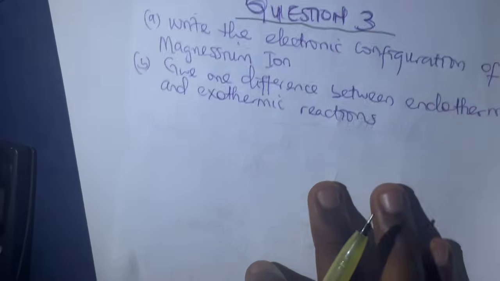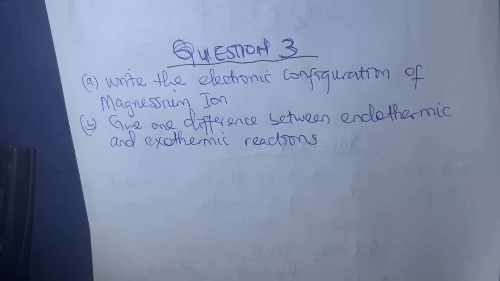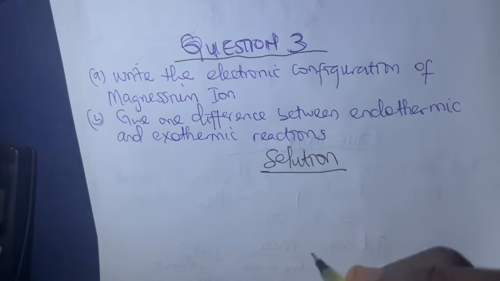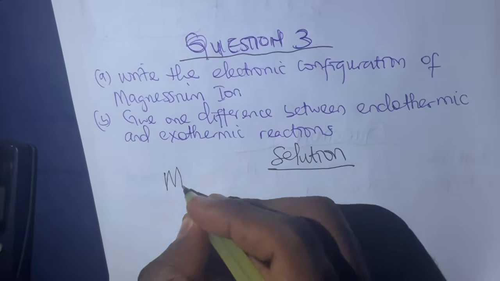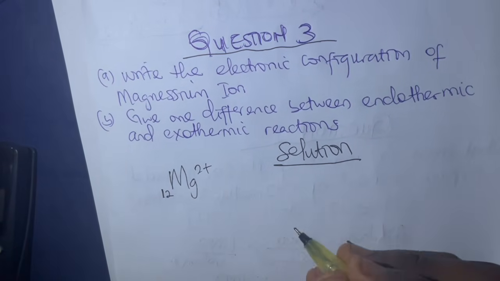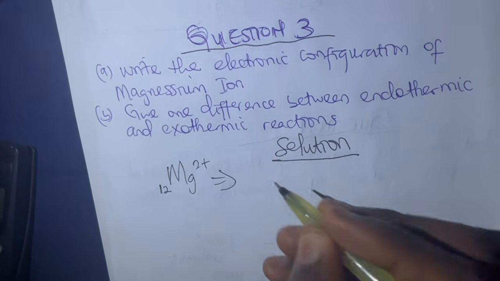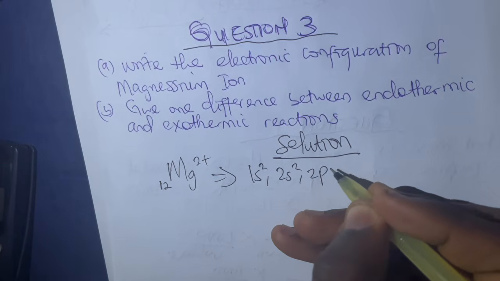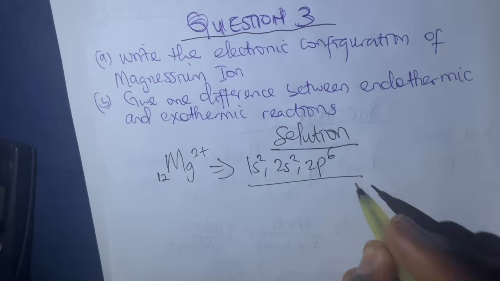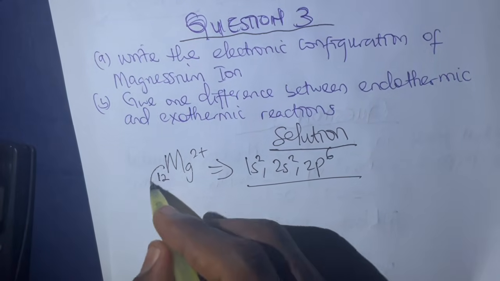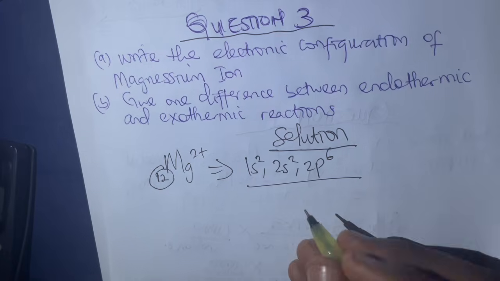Now let's go to the third question. You can see the question here. So this is the solution for the third question. Magnesium ion Mg2+: initially it has 12 electrons, but it has lost 2 electrons, so we have 10. That will be 1s2 2s2 2p6. This is the correct answer. Because it has lost 2 electrons, we stop at 10, and that's that.